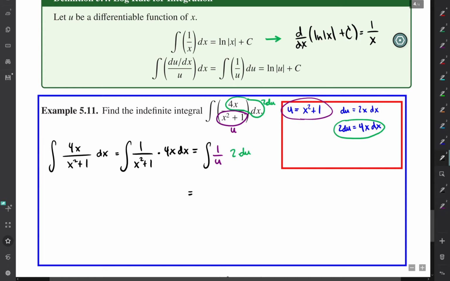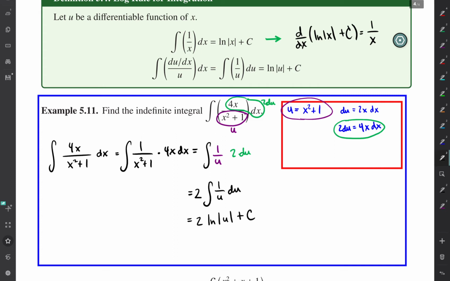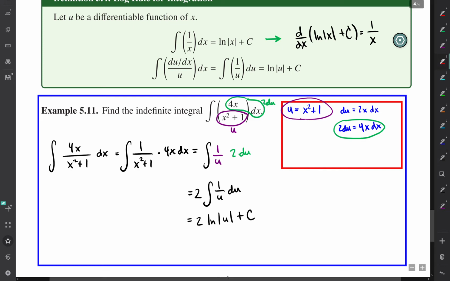And again, whenever there's a constant in the integrand, I move it out front. So that's 2 times the integral of 1 over u du, which is equal to 2 times the natural log of the absolute value of u plus c. And again, the absolute value is there because you don't want to take the natural log of a negative number. And now we should check our work. So this is the final answer. Oh no, it's not the final answer. We need to plug back in for x. So you should have 2 ln of the absolute value of x squared plus 1 plus c. And that is our final answer.